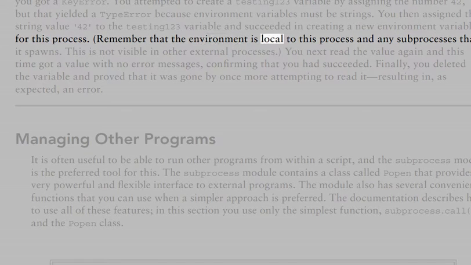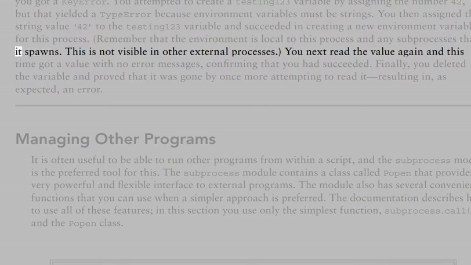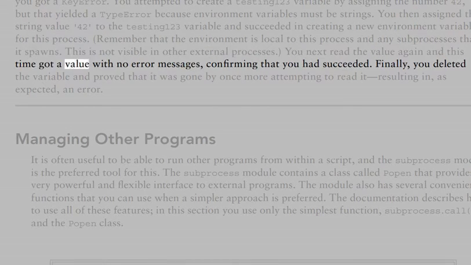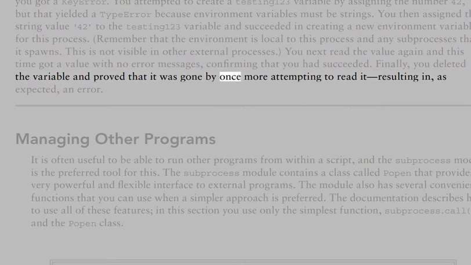Remember that the environment is local to this process, and any subprocesses that it spawns. This is not visible in other external processes. You next read the value again, and this time got a value with no error messages, confirming that you had succeeded. Finally, you deleted the variable and proved that it was gone by once more attempting to read it, resulting in, as expected, an error.